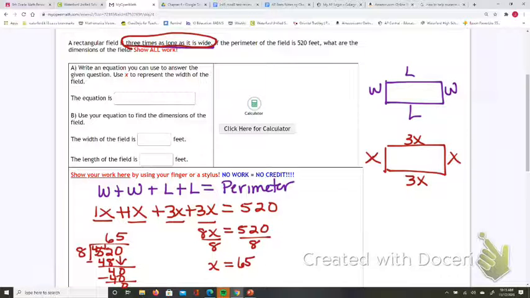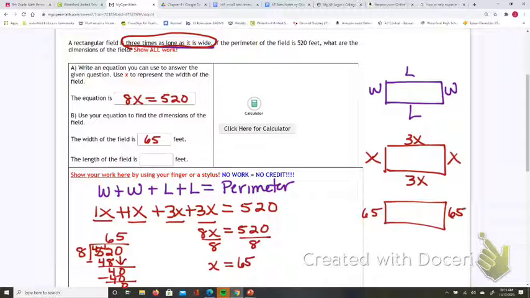Okay, now I'm ready to go and put in my equation, which was 8x equals 520. Now, I figured out what my x equals, and my x is the W. So my W is 65. Okay, now we're going to go back to our pictures. So the x is 65. Okay, now the other side is 3 times 65.